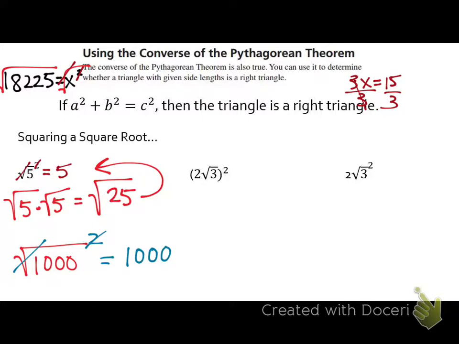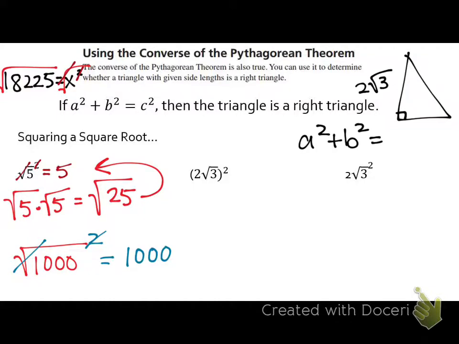So let's look at the difference between the next two questions. They're very similar, but one is correct and one of them is not. Okay, if you had a triangle, so I'll draw it again, apparently. If you had a right triangle and one of the side lengths was 2 square root of 3, and I wanted to plug it into a squared plus b squared equals c squared, you would want to make sure the whole thing is being squared. So which of these is written correctly? If I want to represent the whole thing as being squared, the one with the parentheses.